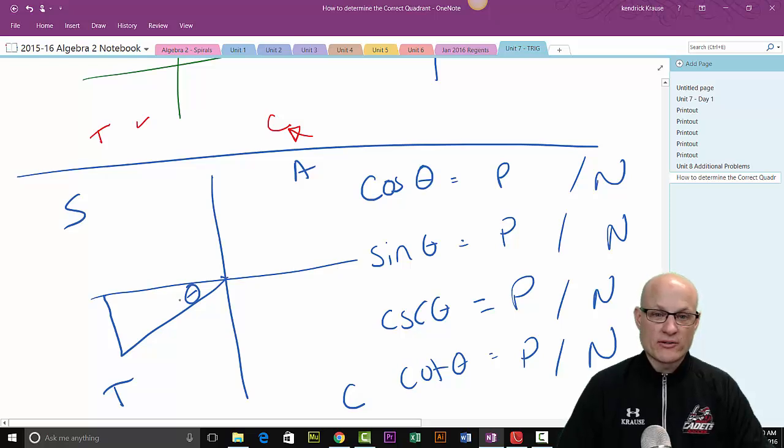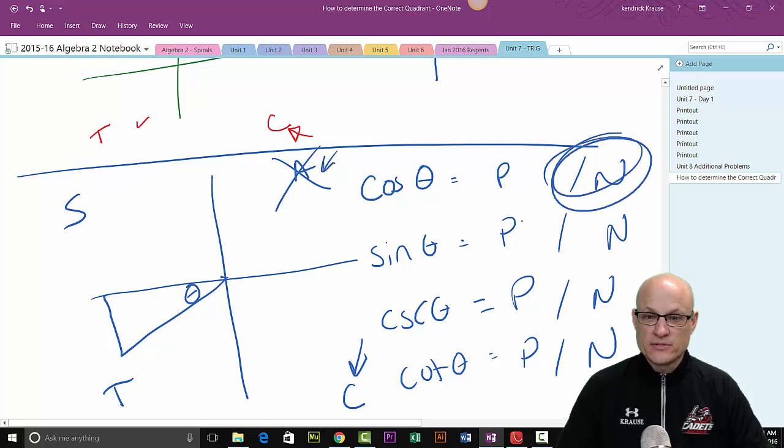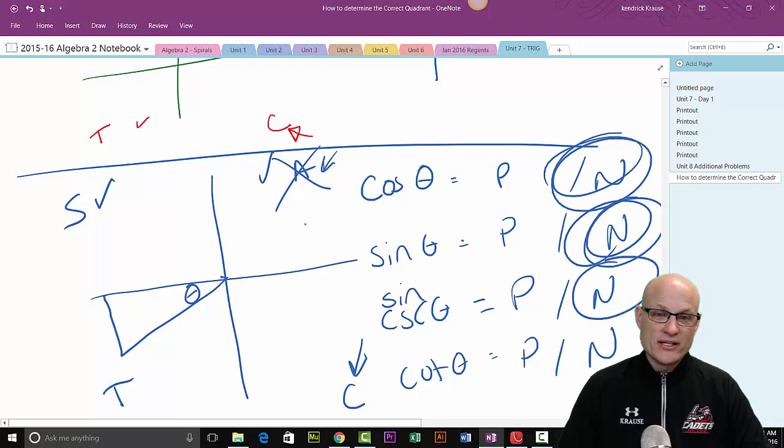All right, let's see. I'm in the third quadrant, so I don't care about all. I know I got to make a decision. So cosine's positive here, and cosine's positive here. So in these two, it's got to be negative. Sine is positive in the first quadrant, and sine is positive in the second quadrant. Therefore, it also has to be negative. Cosecant is basically the same as sine, so it also has to be negative. Cotangent is positive where tangent is, so in this case it will be positive.